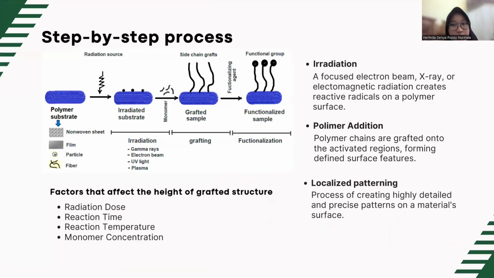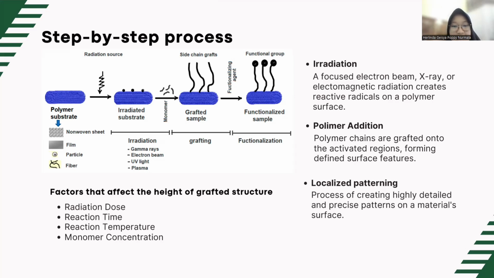Okay, next we will talk about the step-by-step process in surface curing. The process begins with a polymer substrate, which can be a film, a fiber, particle or non-woven sheet. The polymer substrate is then exposed to a radiation source such as gamma rays, electron beam, UV light, or plasma. This step generates reactive radicals within the material, called an irradiated substrate.